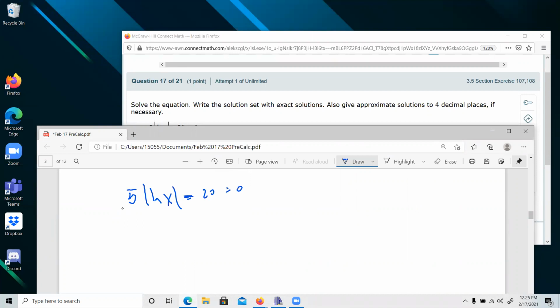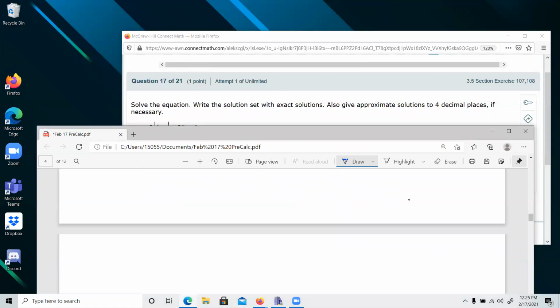So what we're going to do here is we're going to say, okay, well, this is 5 natural log x is equal to 20 divided by 5. We have natural log of x is equal to 20 over 5, which is 4. Okay, so again, we have an unknown inside of our absolute values. So we have to break it in a certain way, right? We could say that either negative natural log of x is equal to 4, or positive natural log of x is equal to 4.